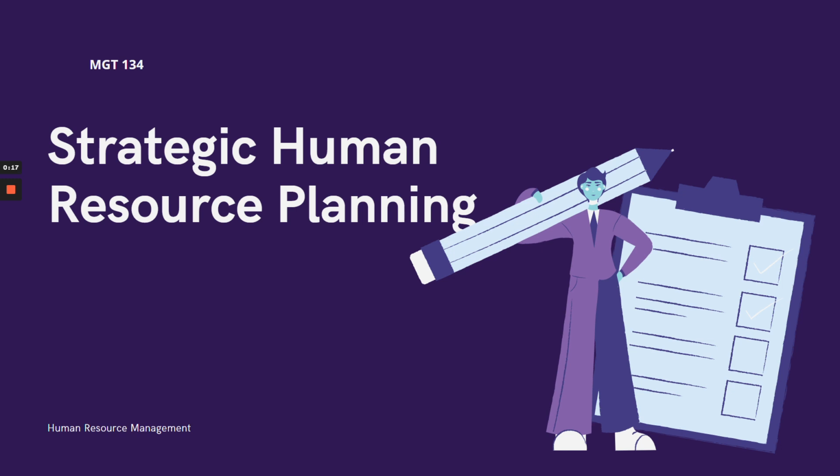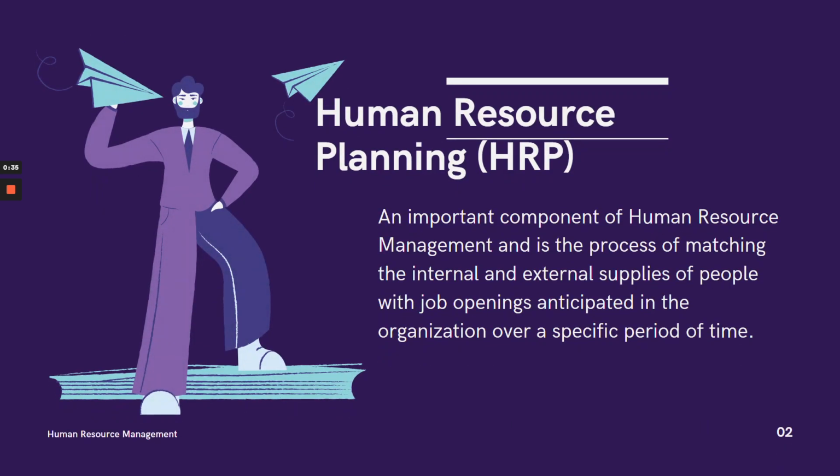Strategic human resource planning is a process where it systematically reviews human resource requirements to ensure that the number of employees matches the required skills. By definition, human resource planning is an important component of human resource management and is the process of matching the internal and external supplies of people with job openings anticipated in the organization over a period of time. We will define later what the external and internal supplies are.